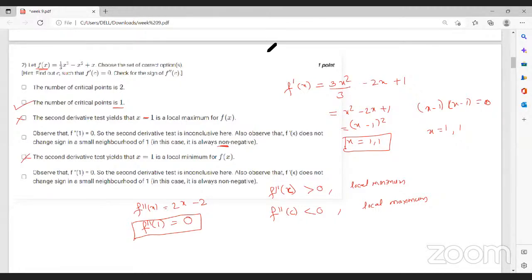Not true, according to us. True, sir, because it's inconclusive. We cannot say conclusively whether it is a maximum or minimum; we cannot say anything about that. Okay, I got it. So if it is inconclusive, we can't say anything about the sign of that function, right? Yes, right.